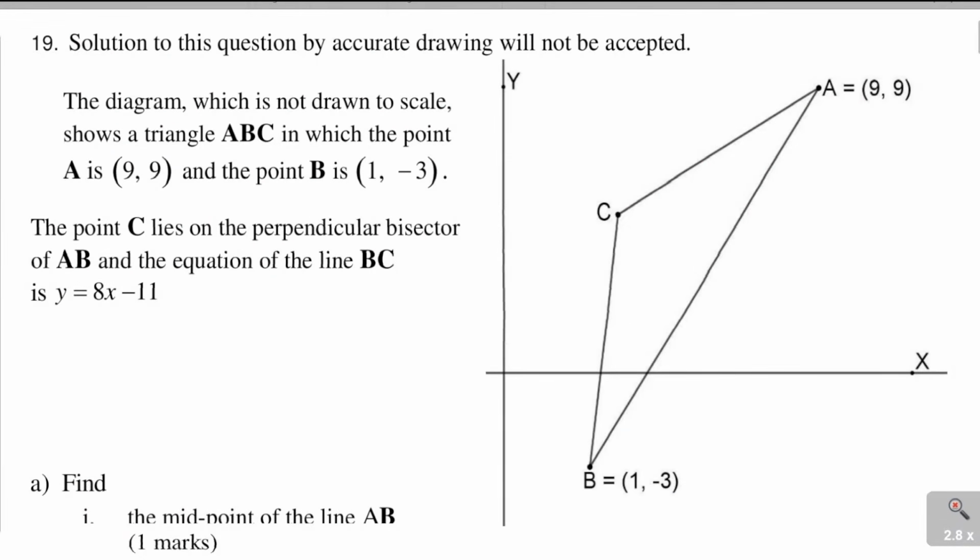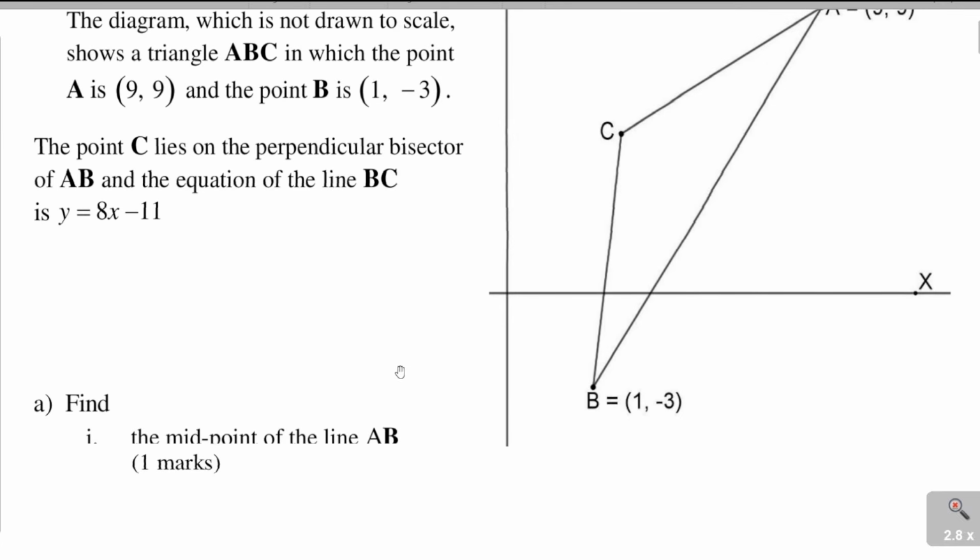Question 19. Solution to this question by accurate drawing will not be accepted. The diagram, which is not drawn to scale, shows a triangle ABC in which the point A is (9, 9), and point B is (1, -3). The point C lies on the perpendicular bisector of AB, and the equation of line BC is y = 8x - 11. Part 1, find the midpoint of the line AB.